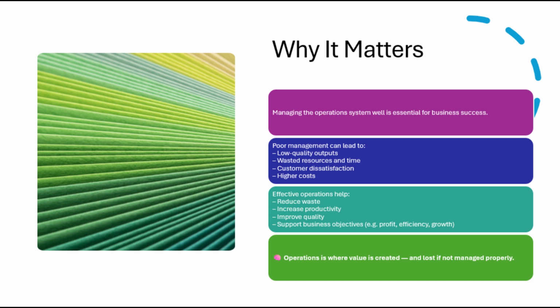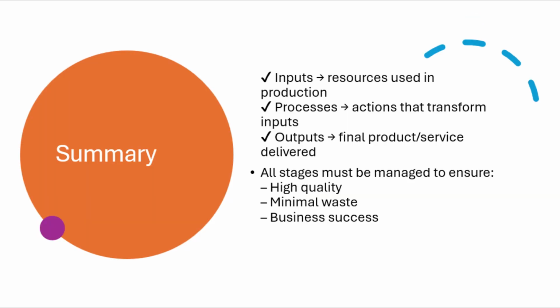So, to summarize, the operations system is made up of inputs, processes, and outputs. Inputs are resources, processes are the transformation activities, and outputs are the final products or services. This system exists in every business, and managing it well is essential for productivity, profitability, and customer satisfaction.